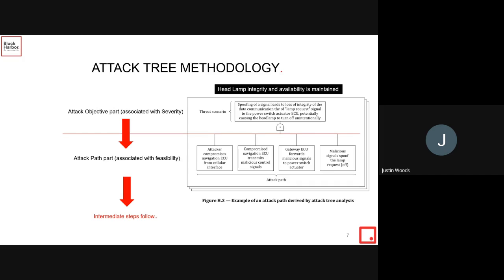And then next would be the attack path. So the actual attacks that are being done. So again, we're looking here at the feasibility of them. How likely or feasible is it that an attacker might actually do this? And then the intermediate steps follow after that of trying to figure out how likely it is, who's going to try and do it, talking with the feature owner, seeing what requirements we can do to mitigate those, and so on and so forth, right?